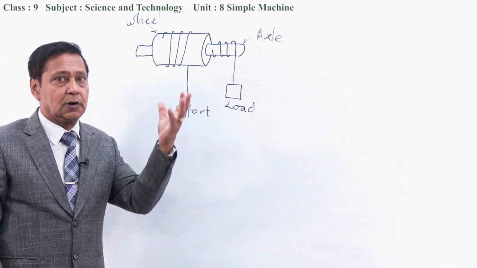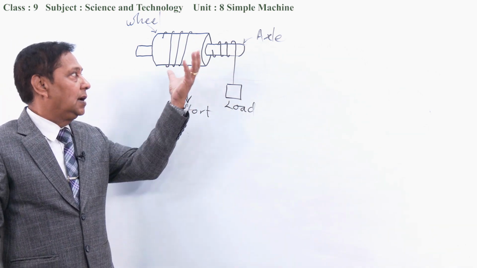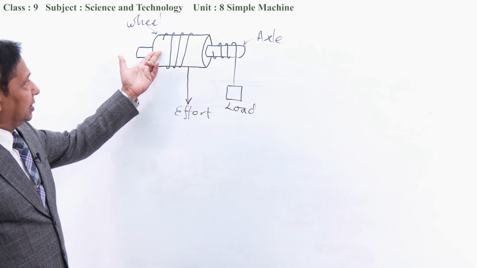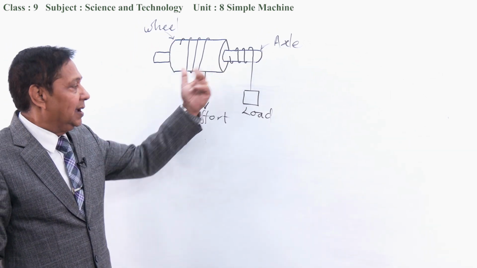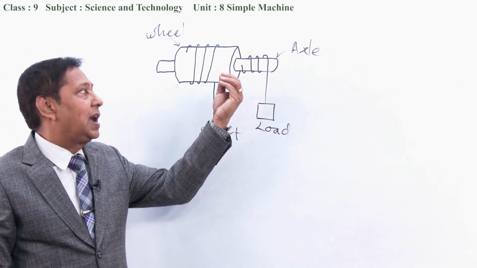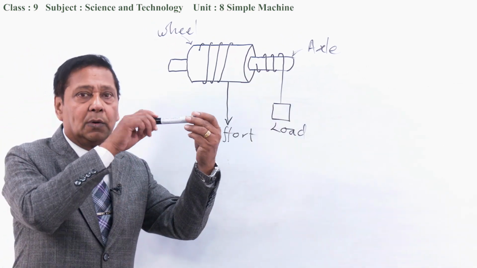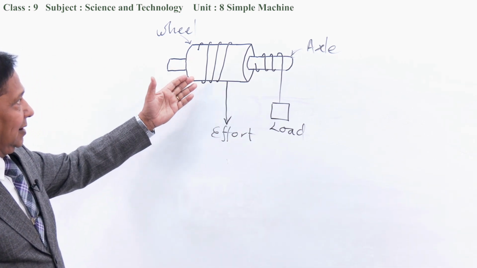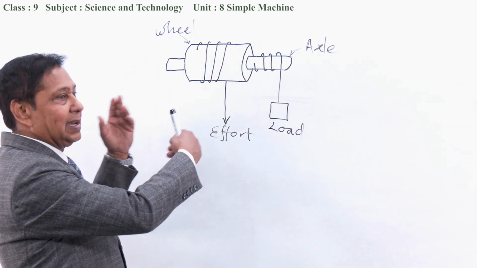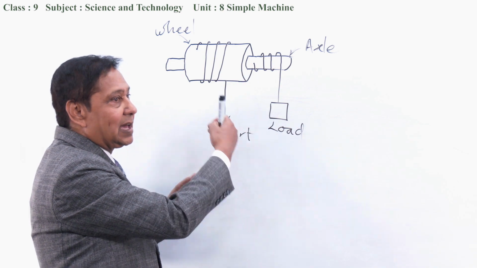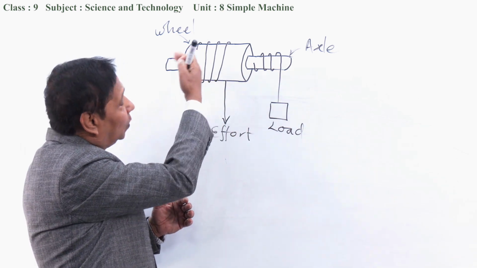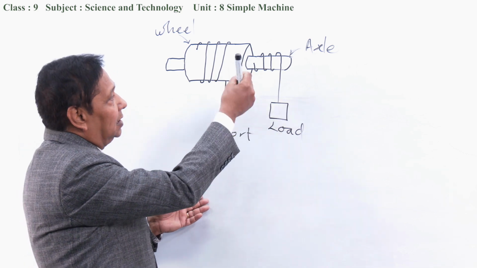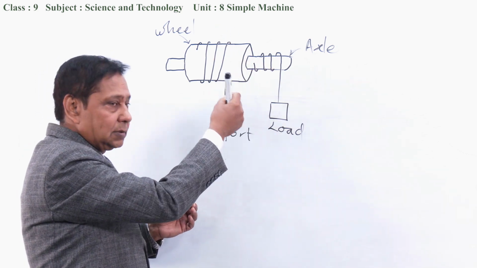If you are told to draw a diagram of wheel and axle, you can draw this diagram, and it has just two components, this wheel and axle, and they are connected in such a way that they are capable of rotating around a common fixed axis, and both of them are wound with rope, and the winding on the axle is just opposite to that of the wheel. And we apply effort on the wheel to raise the load connected to the axle.